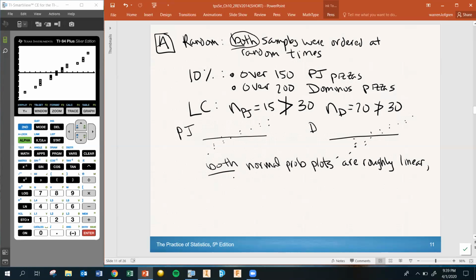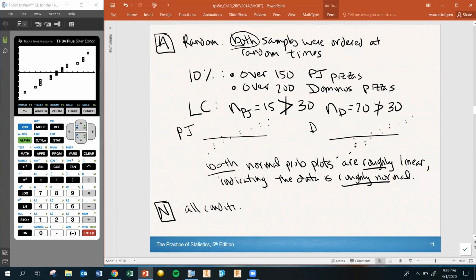Both normal probability plots are roughly linear, indicating the data is roughly normal. So that's how we pass the large counts condition. And since we have passed all 3 conditions, we can now say what we're about to do. So I'm going to name the type of the test that we're doing here. We're going to say that all conditions are met.